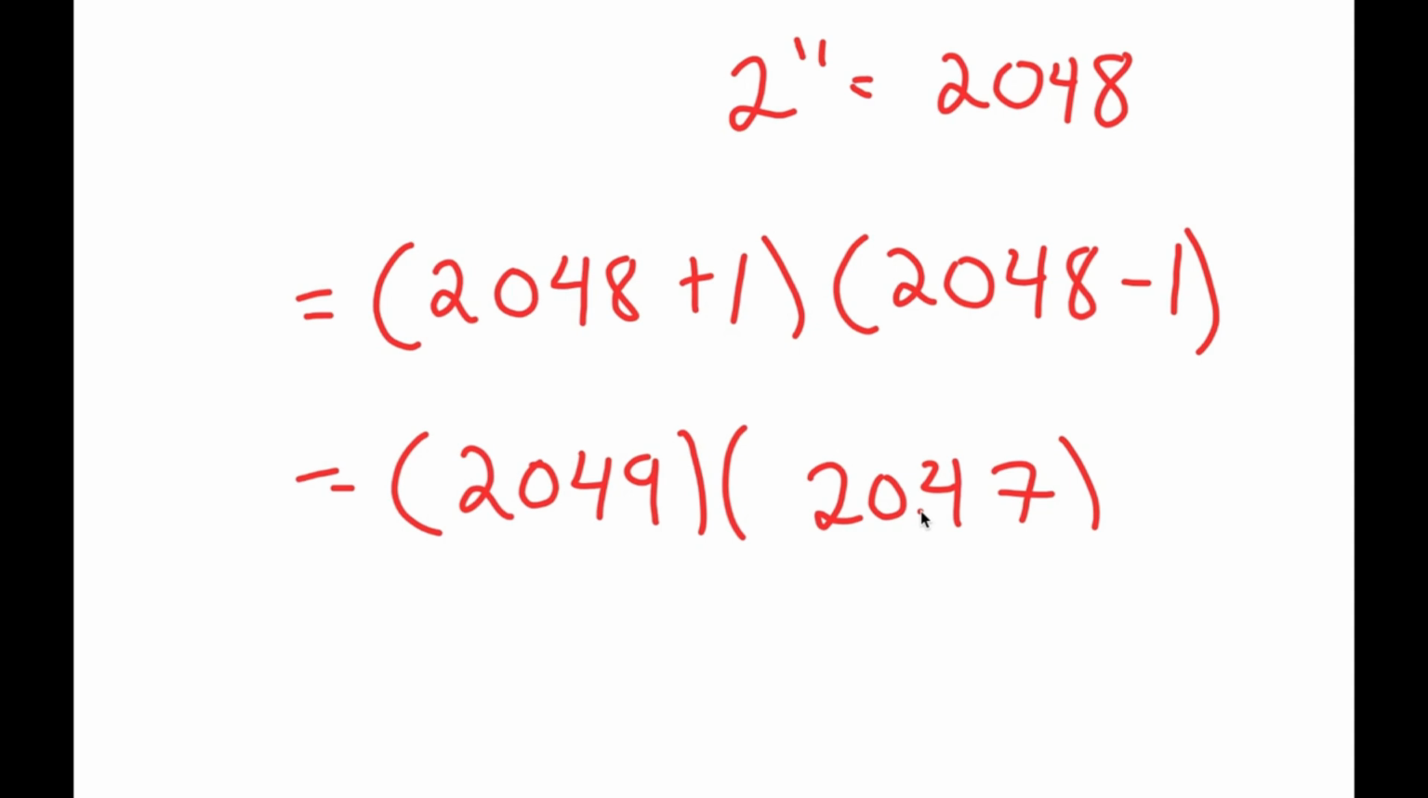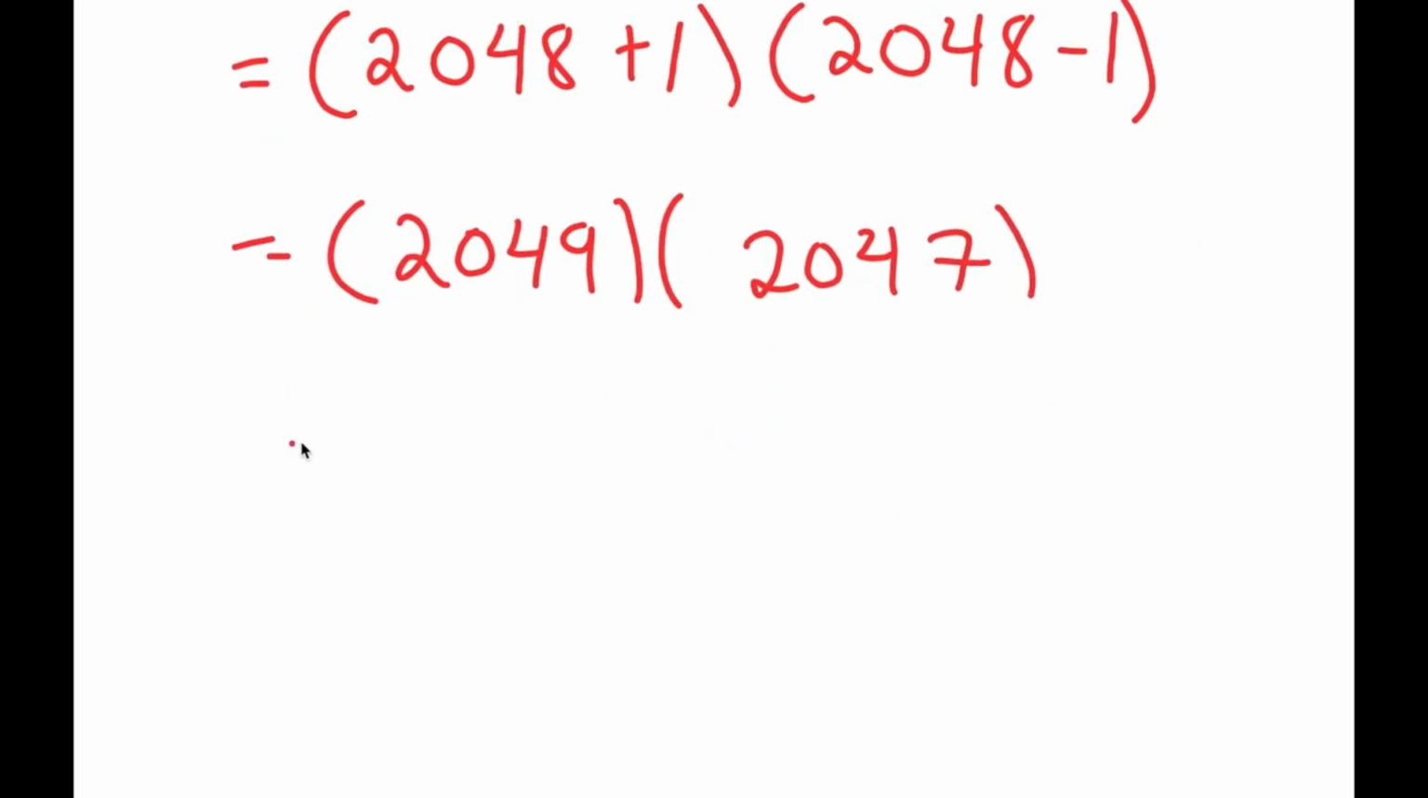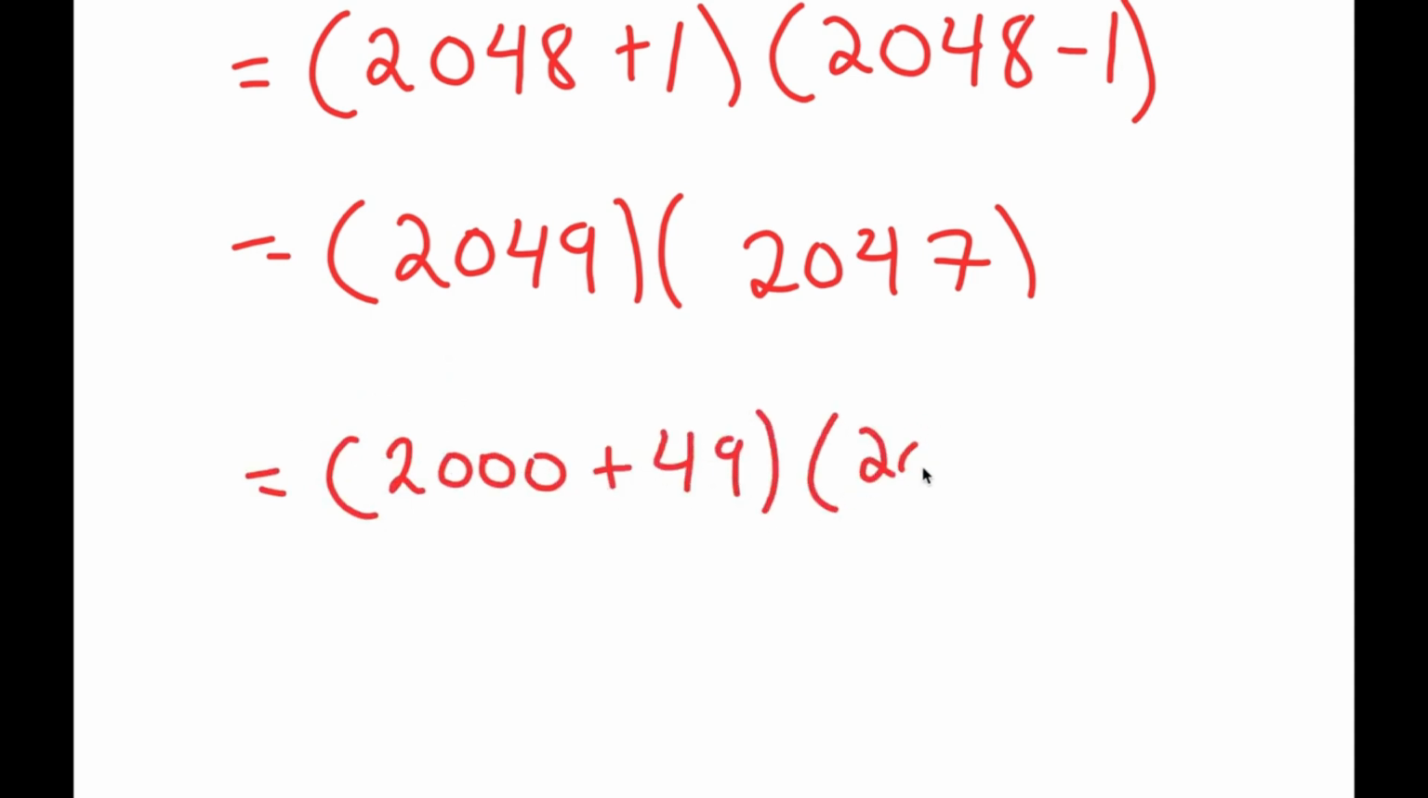and now a simpler way of multiplying this, rather than the usual method, which takes way too long. So a much easier route is to rewrite this as 2000 plus 49 times 2000 plus 47. Now from here, I can simply distribute.